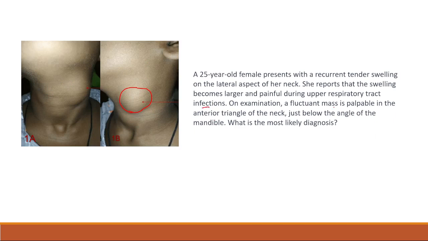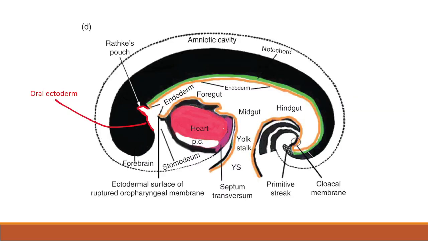On examination, a fluctuant mass, and you should know it's fluctuant, right? So that's the movement of fluid, basically, is palpable on the anterior triangle of the neck. So laterally here. This is the midline, this is laterally, just below the angle of the mandible. So what is the most likely diagnosis? Branchial cyst. Branchial cyst.